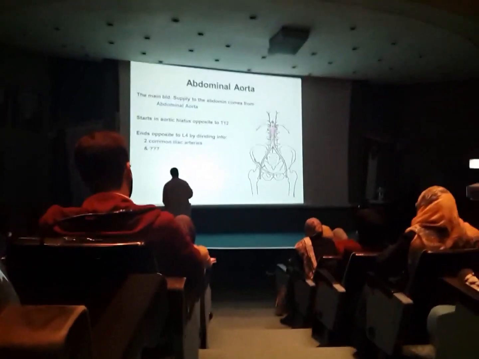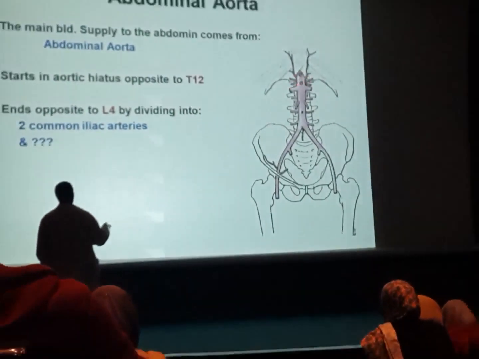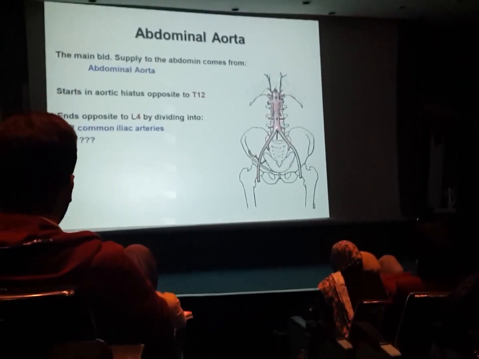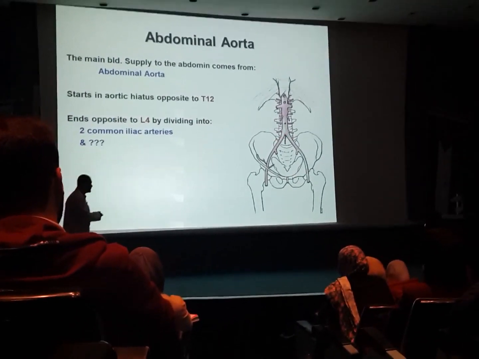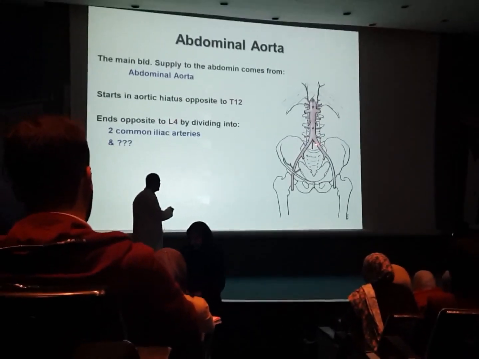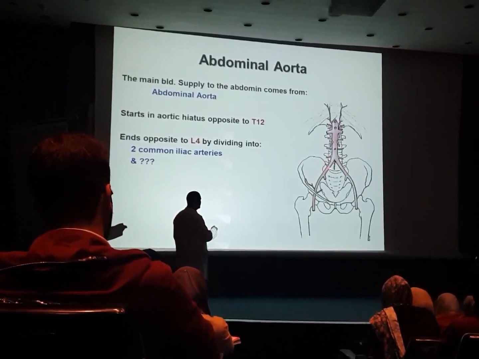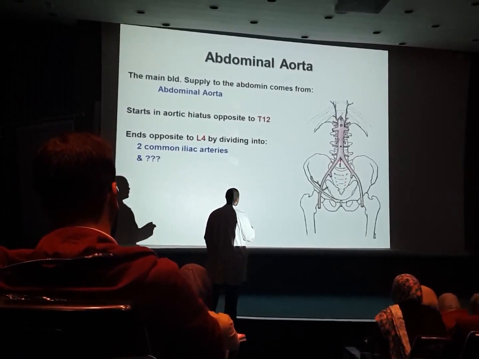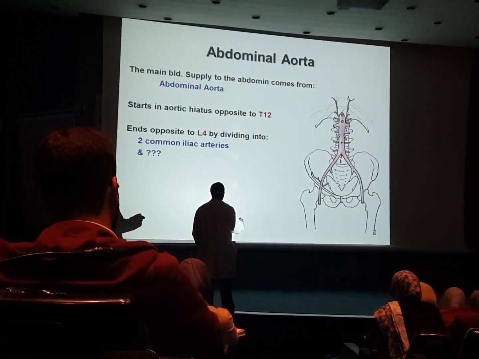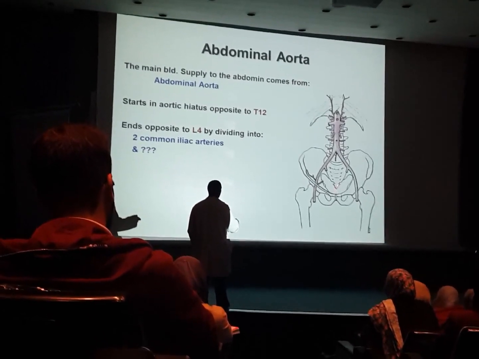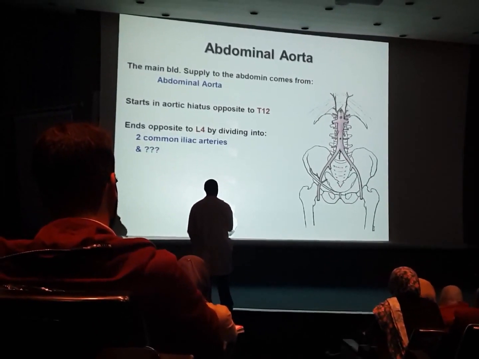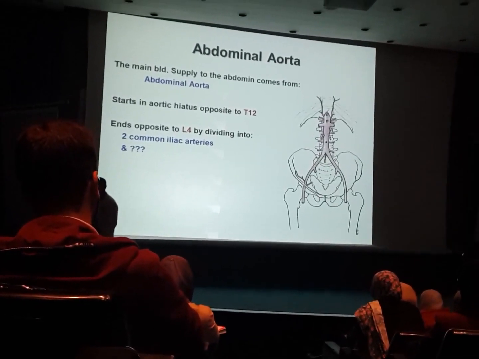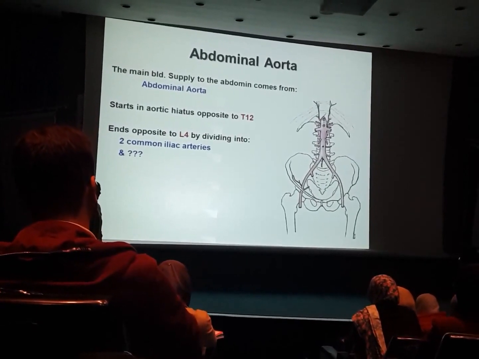The posterior border of this opening is the T12 vertebra. So it's opposite to what? To T12. It moves down to the lower part of L4, sometimes at the disc between L4 and L5, where it ends by bifurcating into 3 branches actually, not 2. Two main ones, the 2 common iliacs, and one that passes at the middle of the sacrum anteriorly, providing blood supply to the sacrum. We call it the median sacral. So, 2 common iliacs and median sacral.